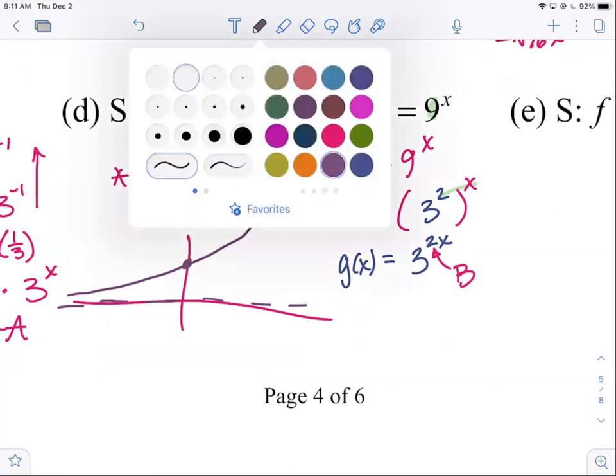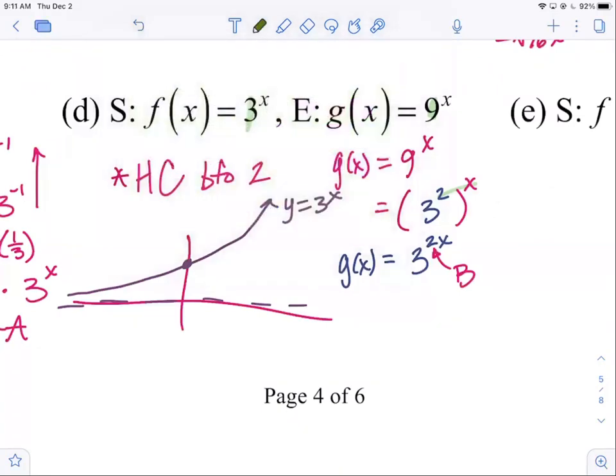Okay, if I graph 9 to the x, let's just go ahead and graph 9 to the x on there. I know from that diagram yesterday that it's going to look like this. Okay, that would be y equals 9 to the x. Good. Yeah, they cross at (0, 1). 9 to the x goes to infinity faster, it goes to 0 faster.